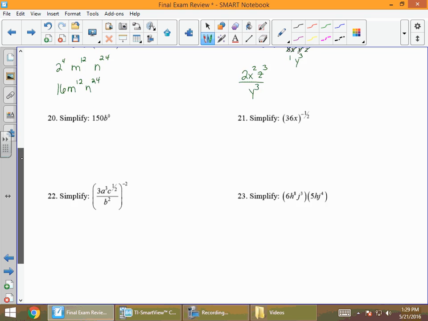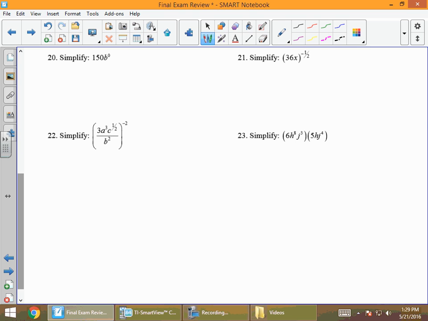Number 20, 150 b to the 0. Well, b to the 0, anything to the 0 power is 1. So 150 times 1 is 150. Make sure anytime you see a 0 power always means 1.